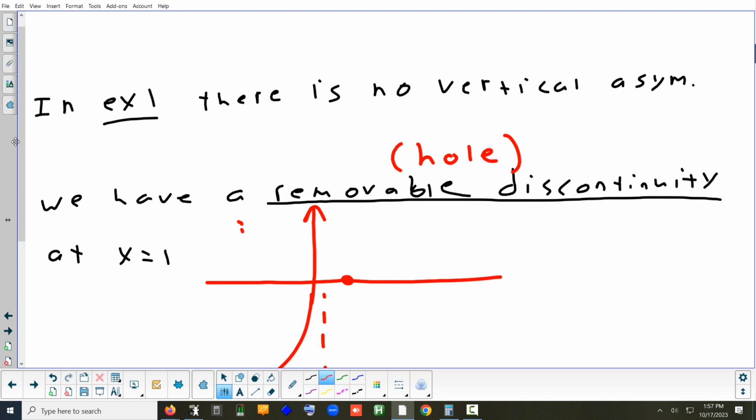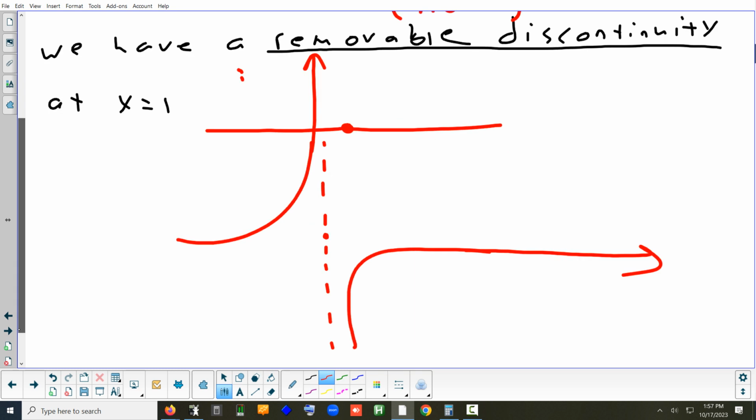Okay. So any question on that name? Removable, that's a good question. Any question on removable discontinuity? Okay.